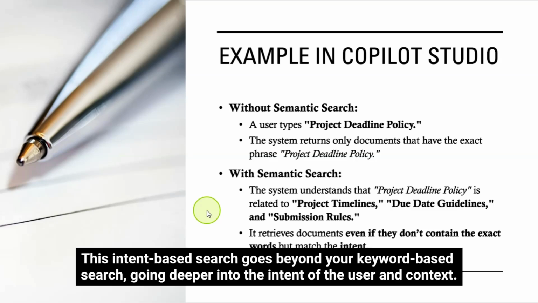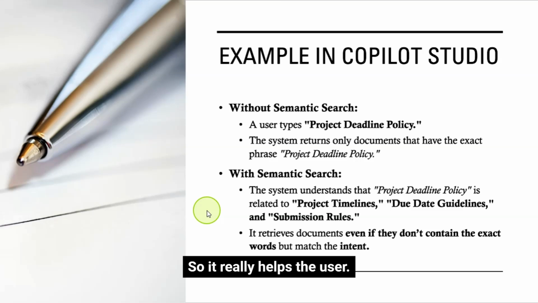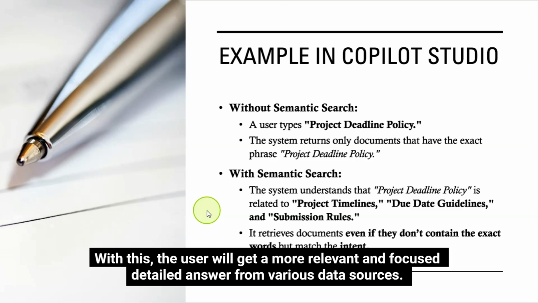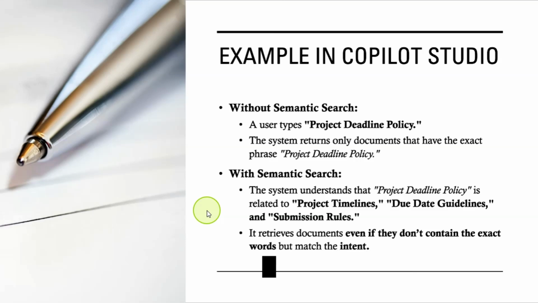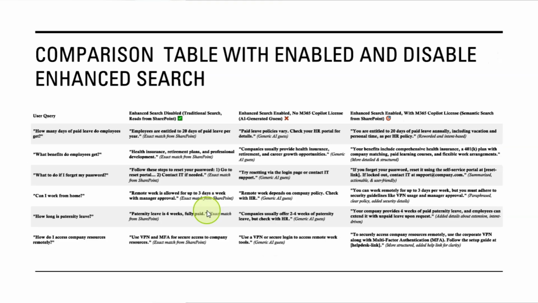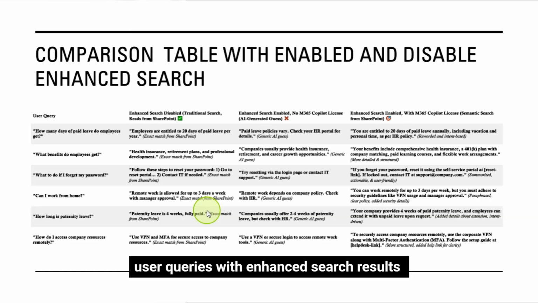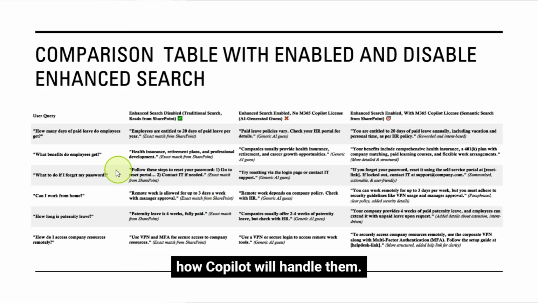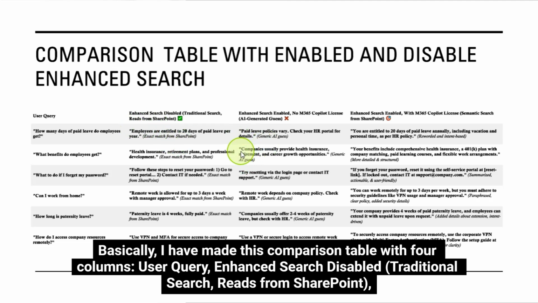This intent-based search goes beyond your keyword-based search, going deeper into the intent of the user and context. So it really helps the user. With this, the user will get a more relevant and focused detailed answer from various data sources. Let's look at this table where I have compared user queries with enhanced search results enabled and without enabled, and how Copilot will handle them. Basically, I have made this comparison table with 4 columns. User query, enhanced search disabled, traditional search reads from SharePoint.